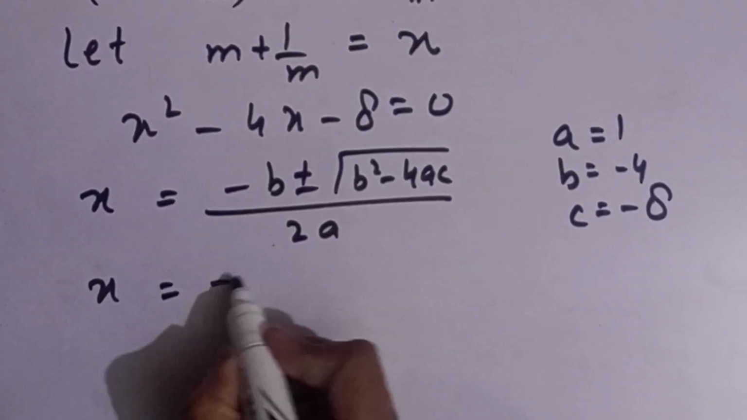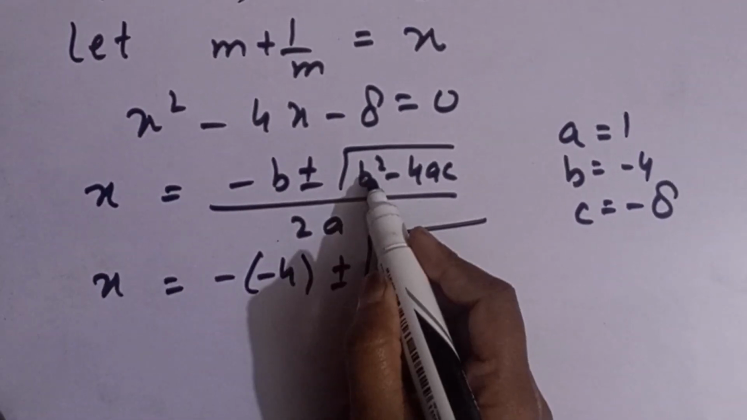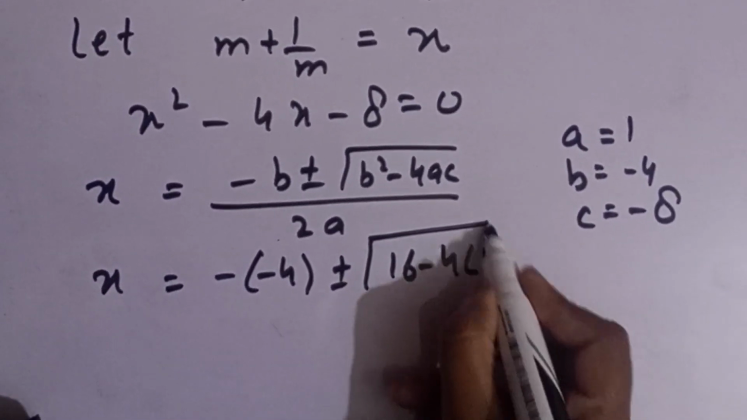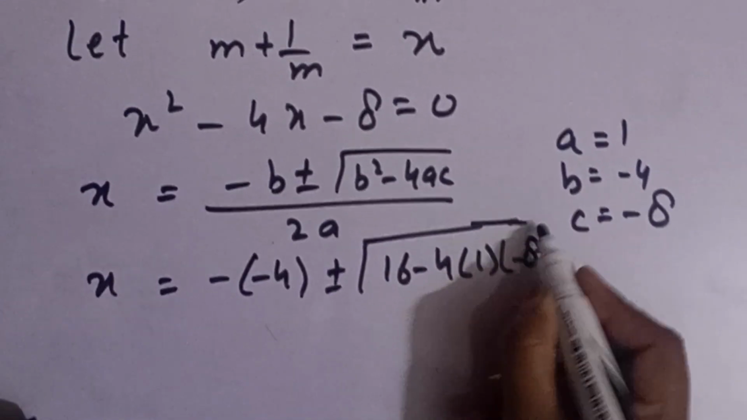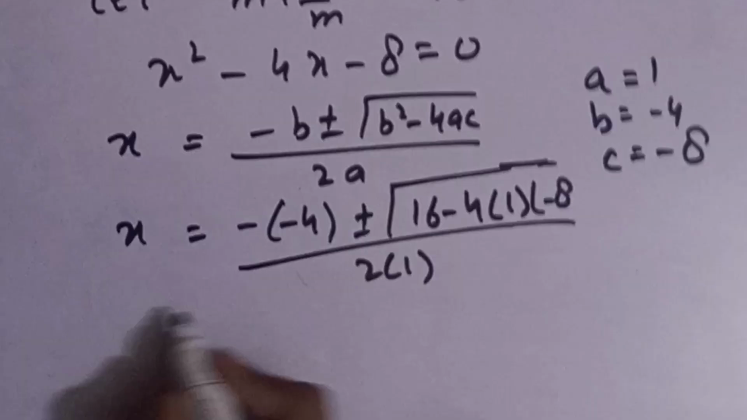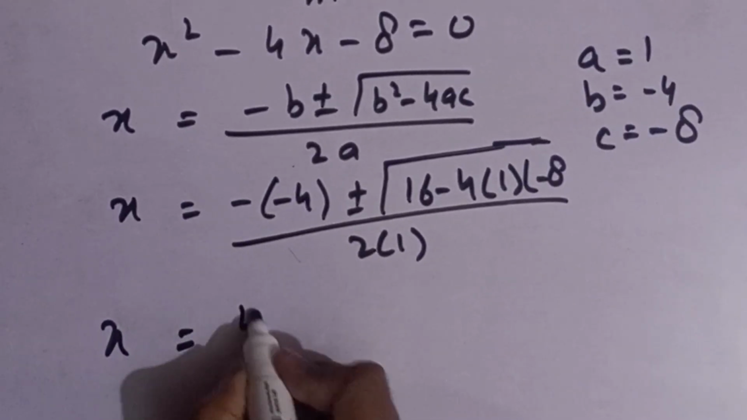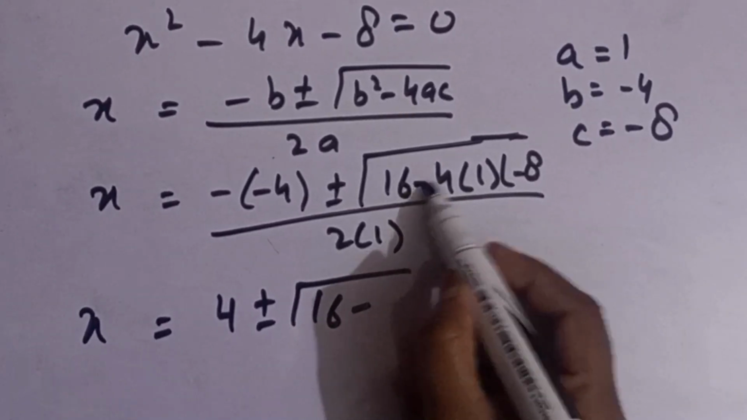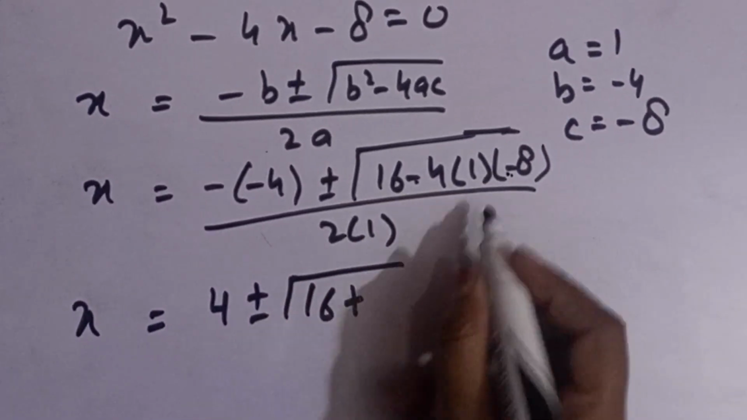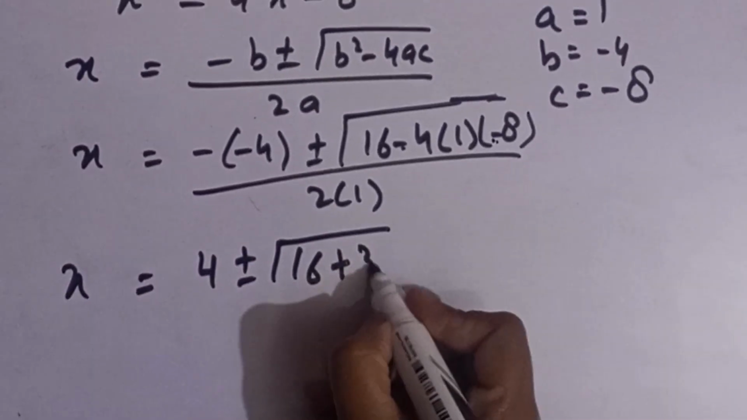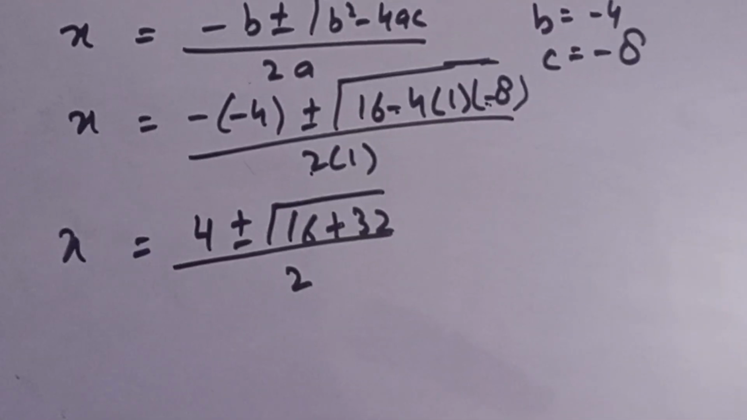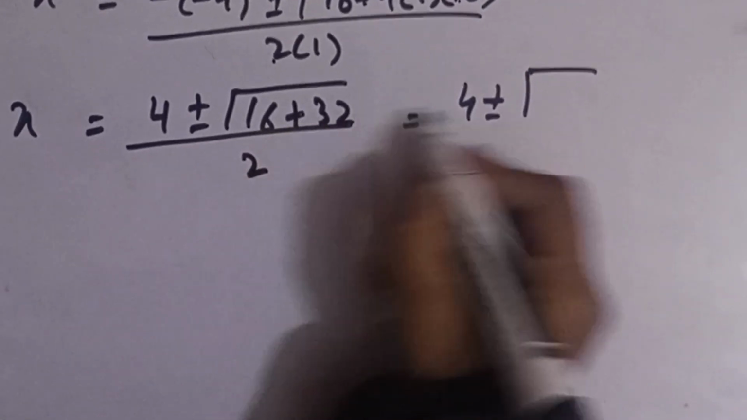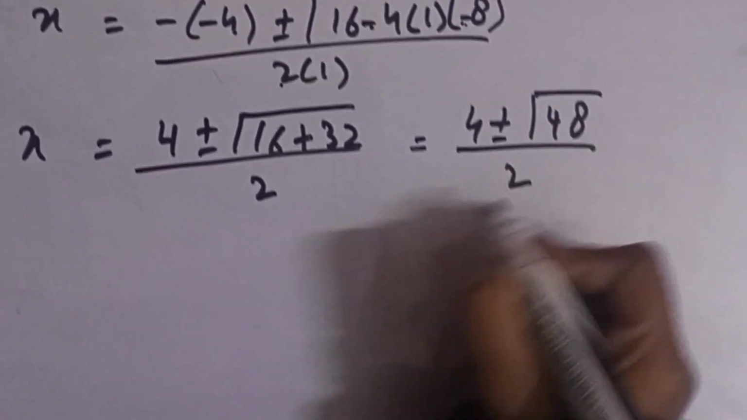So we have minus of minus 4, plus or minus the square root of b squared, minus 4 squared, which is 16, minus 4 times a, which is 1, and c, which is minus 8, over 2 times a, which is 1. We simplify, so x is equal to 4 plus or minus the square root of 16 minus, this is a minus and this is also minus, so minus minus is a plus, 4 multiplied by 1 multiplied by 8 is 32, over 2 ones are 2. So we write this as 4 plus or minus the square root of 16 plus 32, which is 48, over 2.